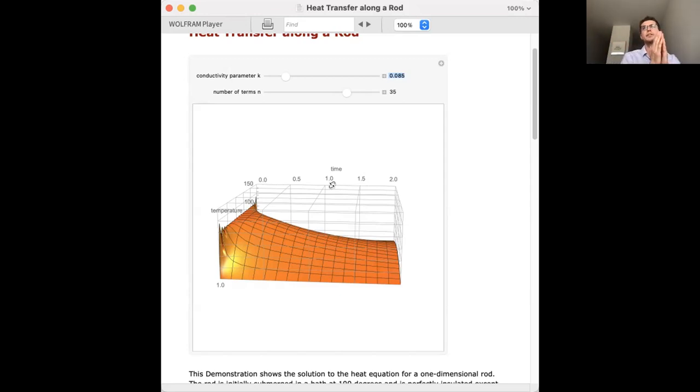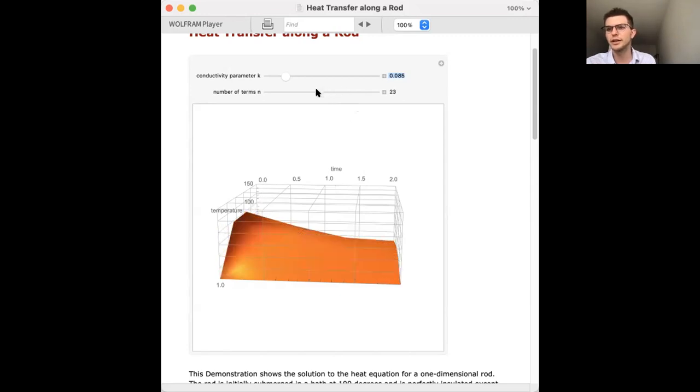The idea is that, strictly speaking, the actual solution, the way in which you write it, has infinitely many terms, which obviously on a computer you could not represent. So you have to include just some number of terms, and this is telling you how many terms you're including in that representation. As you include more terms, the graph is a more accurate version of what's going on. That's basically what they mean by terms here.